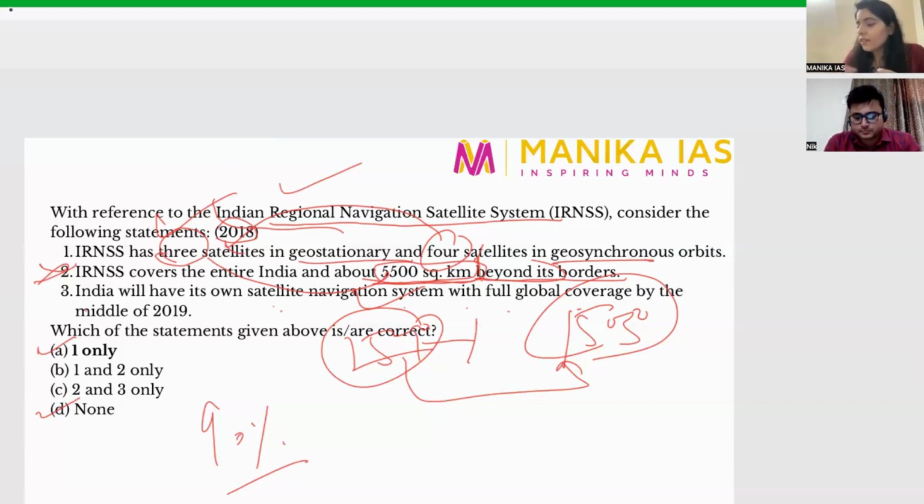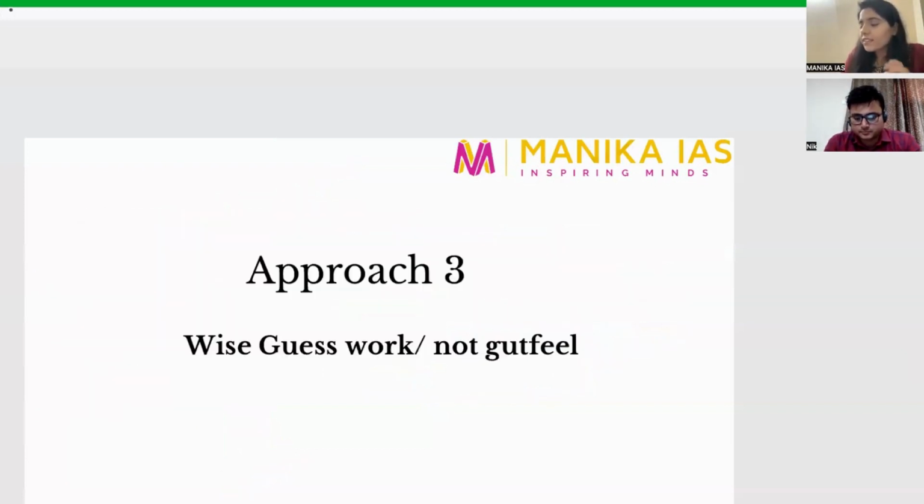Correct, absolutely correct. So the next approach is, see, you cannot escape from the fact that you have to do guesswork in your prelims exam, because the only questions that you will be sure about will be 20 to 25, not more than that. If you are getting more than that, kudos to you, you have done a brilliant job in your preparation, but generally you won't. This is a basic area. So wise guesswork is important.